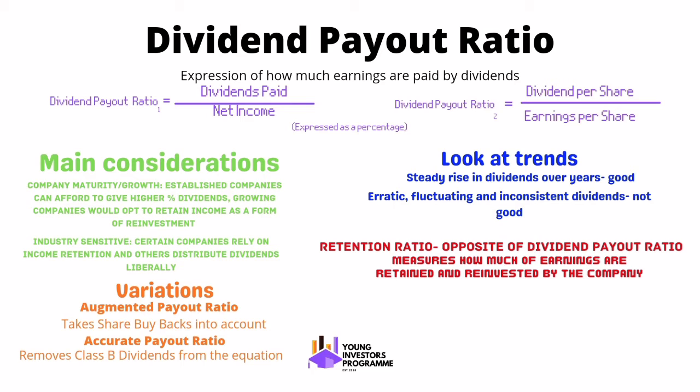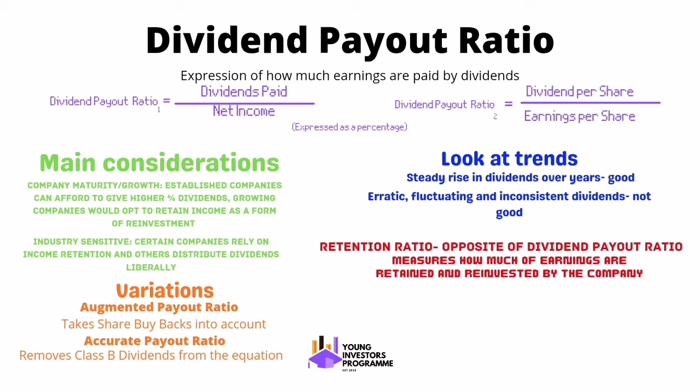So a steady rise in dividends over the years is very good because it shows sustainable and stable growth. If dividends are erratic and fluctuating, this is not really that good because it shows inconsistency and possible problems with cost controls.